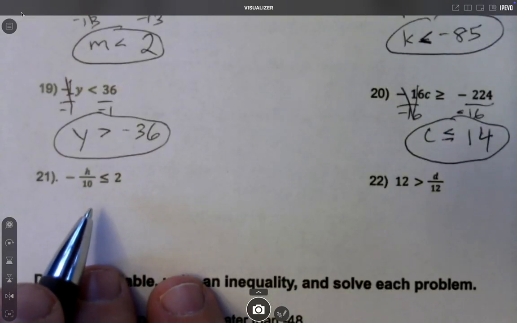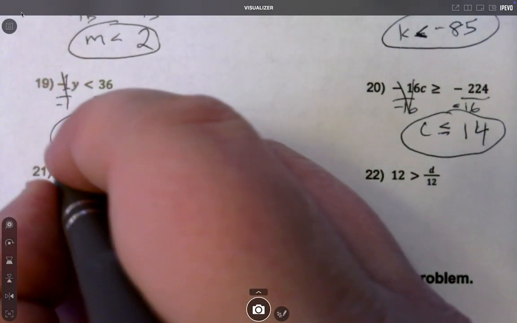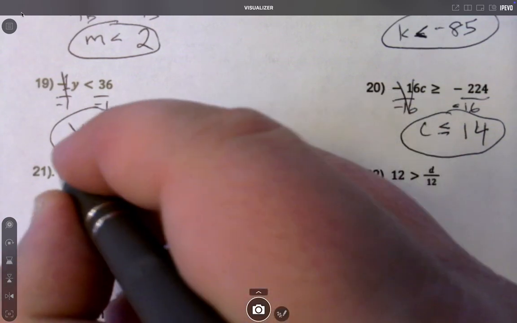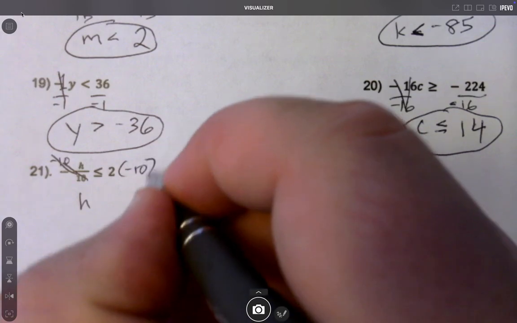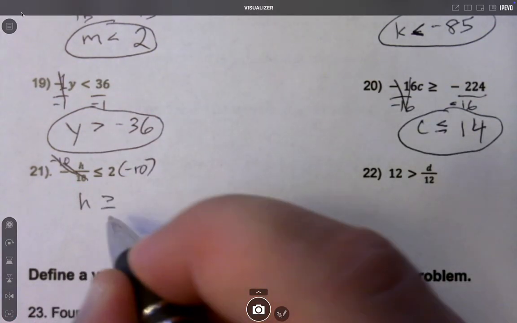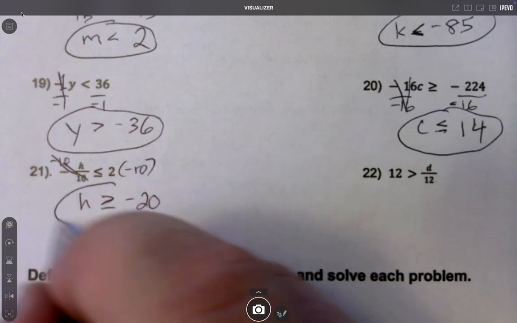Okay, 21, we're going to treat this just like it's h divided by negative 10, so we'll multiply both sides by negative 10. So we flip the inequality sign because we multiplied by a negative number. We get greater than or equal to 2 times negative 10 is negative 20.